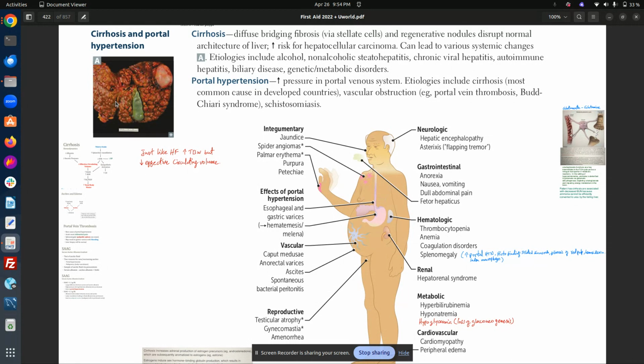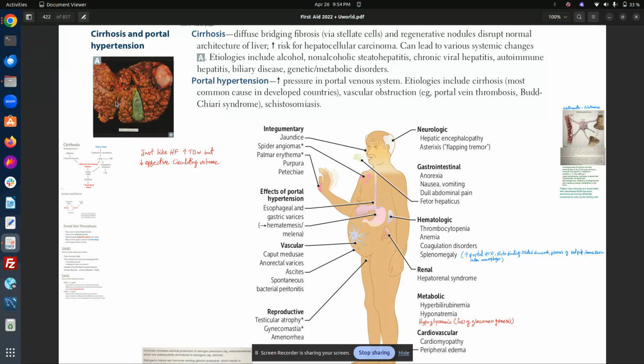Cirrhosis increases the risk of hepatocellular carcinoma. There are many risk factors for hepatocellular carcinoma. One of these risk factors is cirrhosis. Now let's talk about the etiologies, or the causes or risk factors, of cirrhosis.